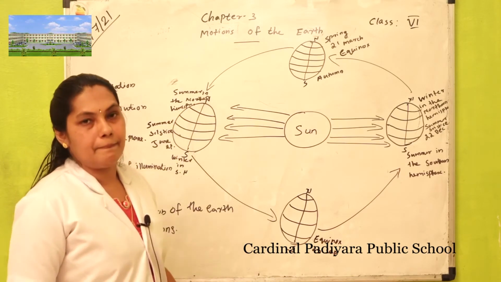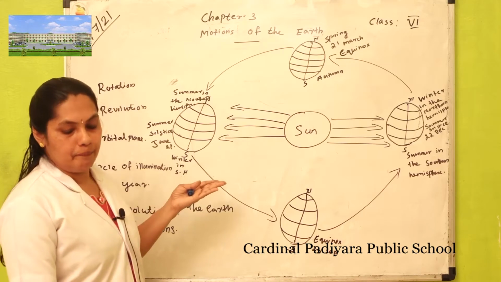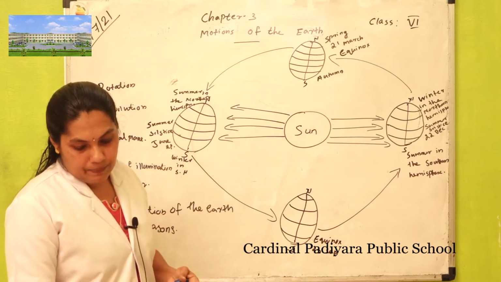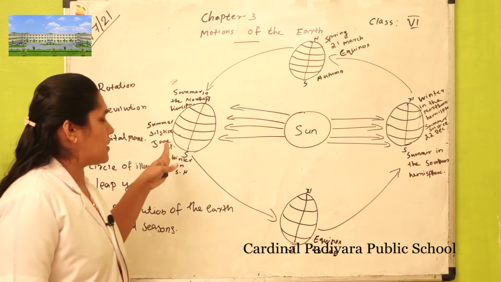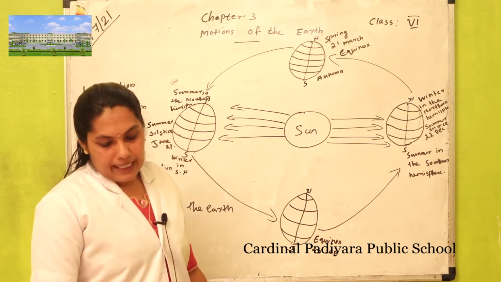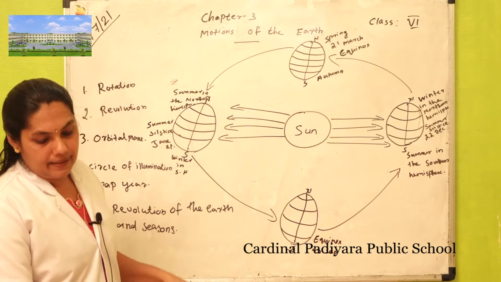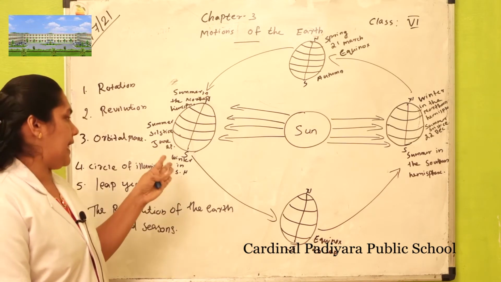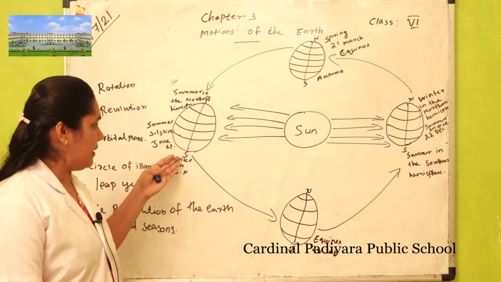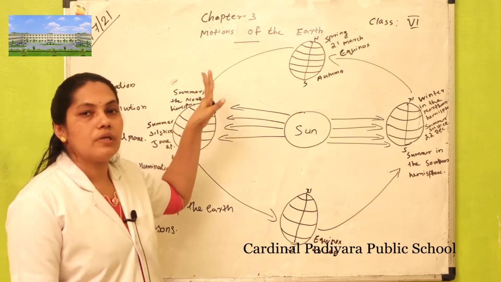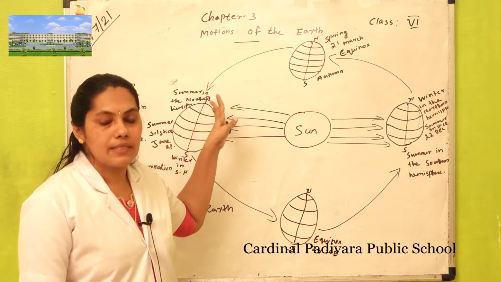At this time in the southern hemisphere, all these conditions are reversed. It is winter season there. In the southern hemisphere it is winter, and in the same way in the northern hemisphere it is summer season.